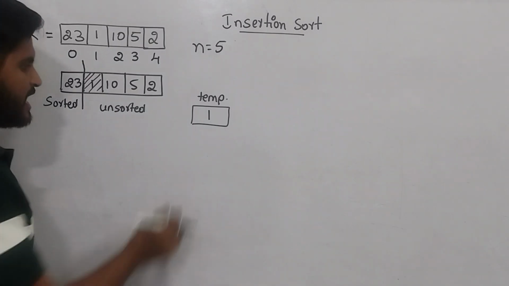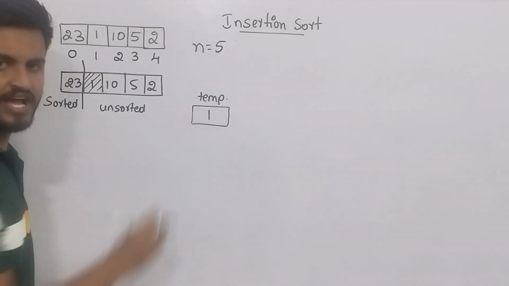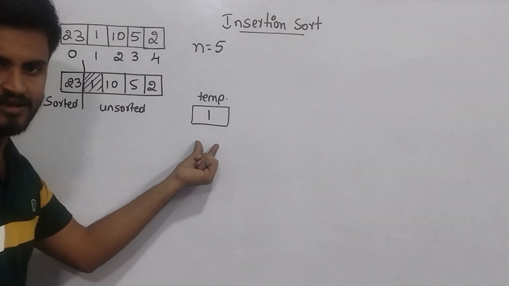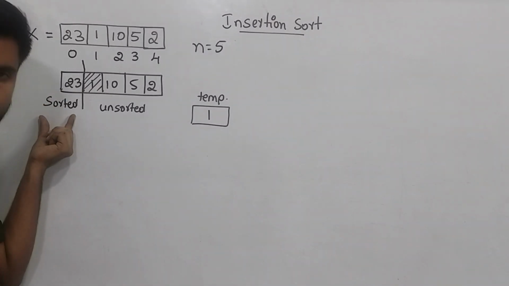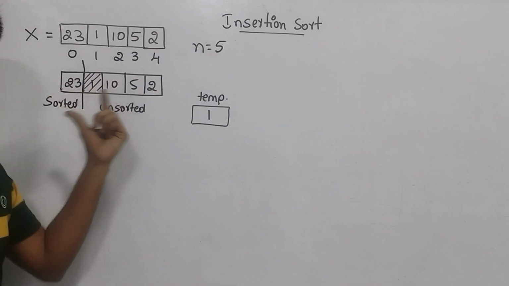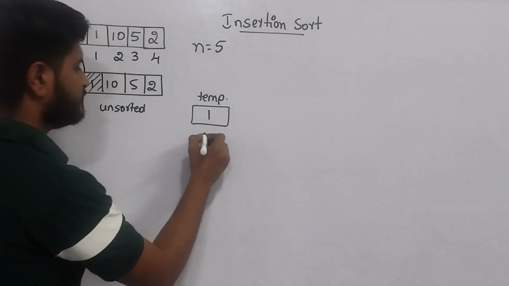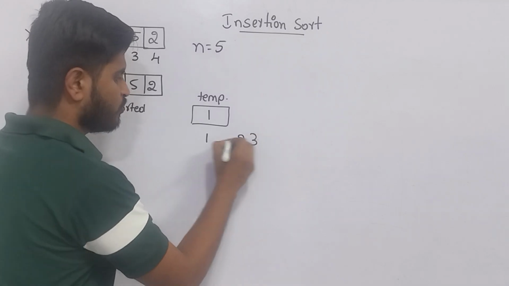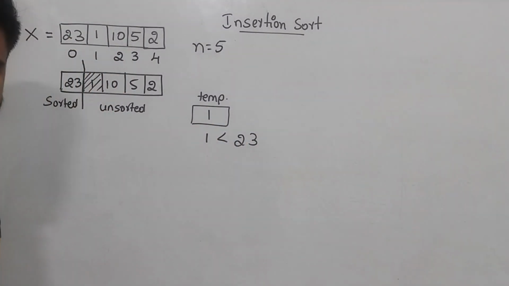Now what I must do is compare the temporary value which I kept in the temporary space with the elements in the sorted sublist. Here we have only one element in the sorted sublist. If you compare 1 and 23, 1 is less than 23.